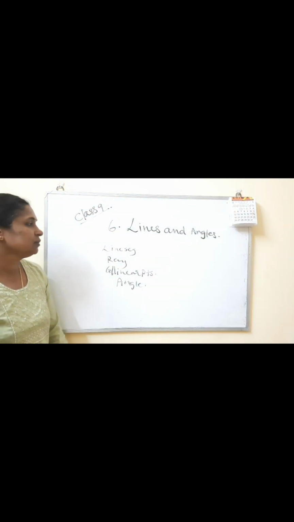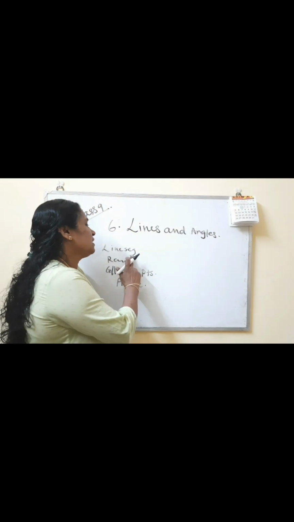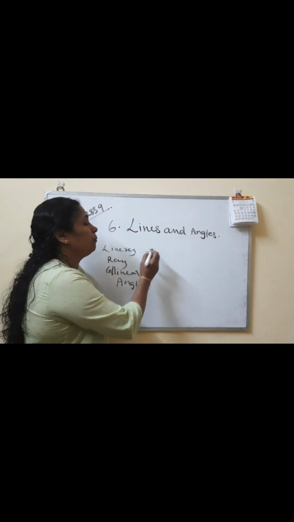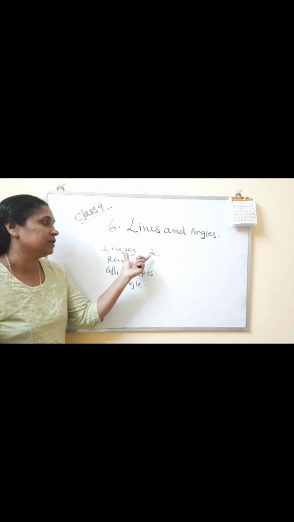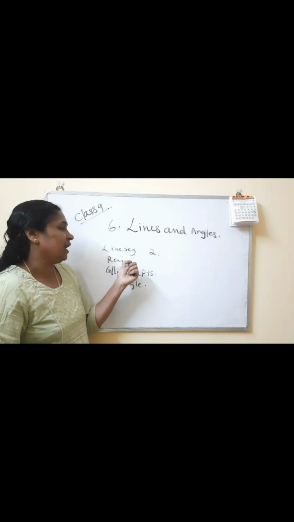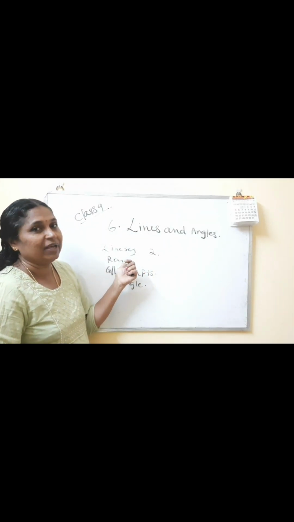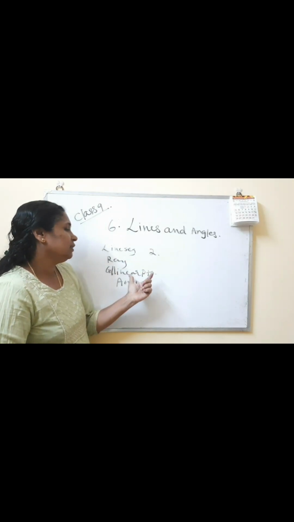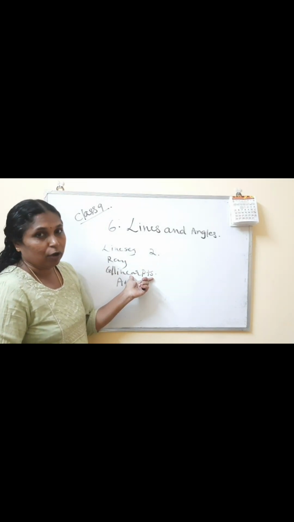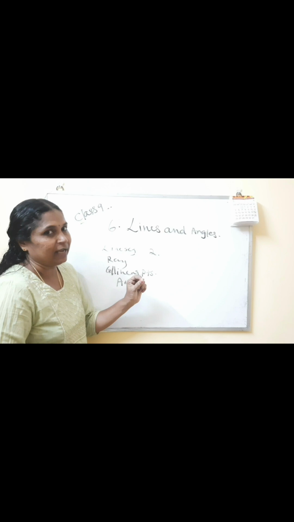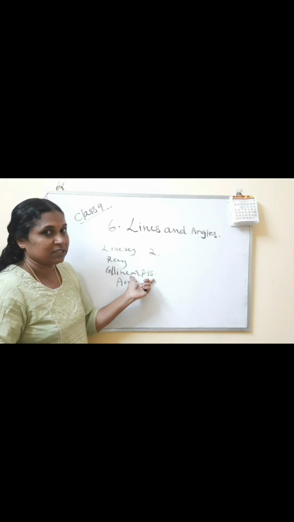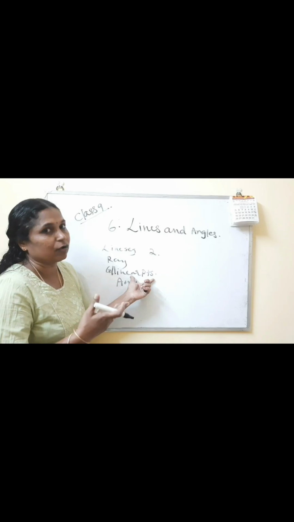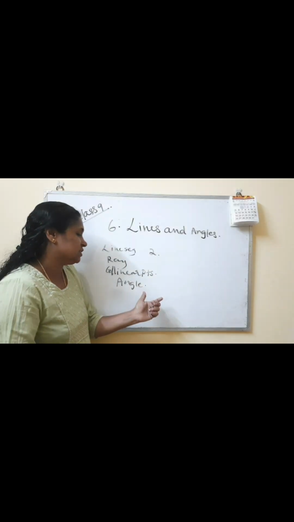Here, a line segment is a part of a line having two endpoints. What is a ray? A ray is a part of a line having only one endpoint. Then collinear points are 3 or 4 points lying on the same line. When 3 or 4 points are not on the same line, they are called non-collinear points.